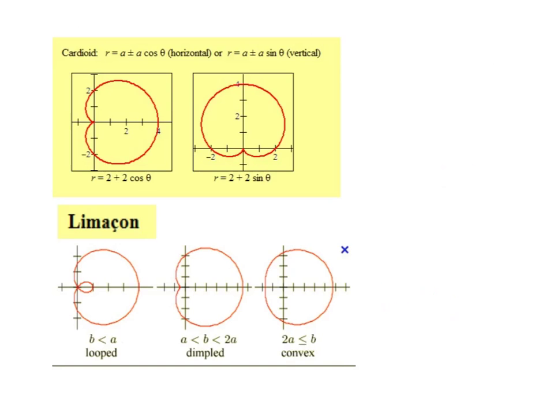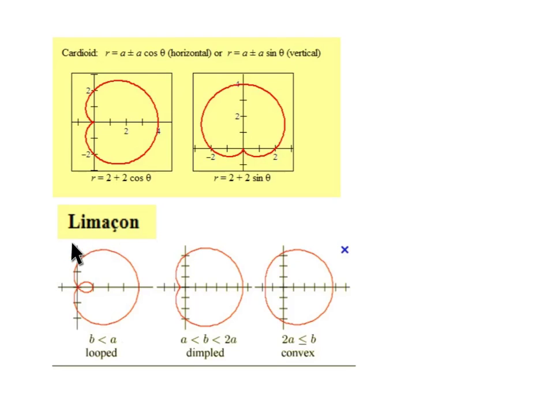Okay, on the next couple of slides, I just want you to take a look at some of the types of basic polar graphs. The first one here is a cardioid, and it looks a little bit like a heart. You can see that it's got a little bit of a dimple here. If you look here, this is cosine, and it's symmetric with the x-axis. This is sine, and it's symmetric with the y-axis. So we've got horizontal and vertical, and you can see the form that the equation takes.